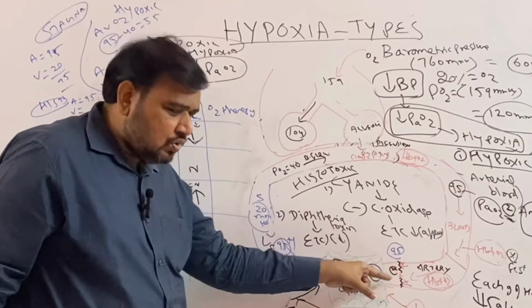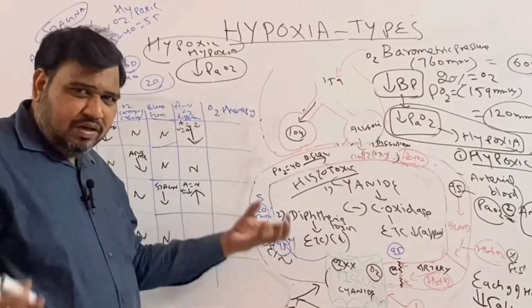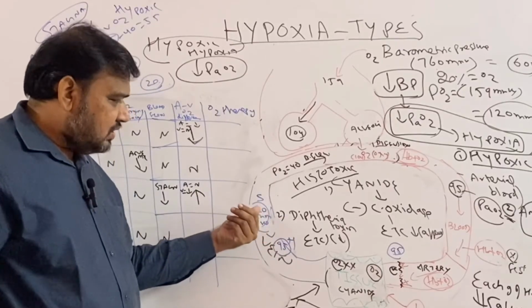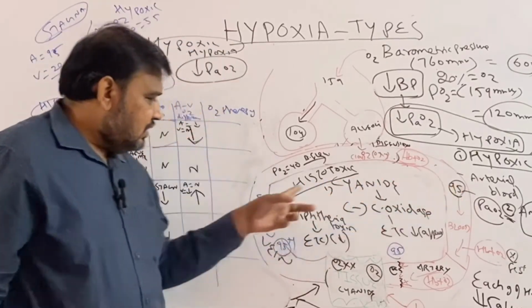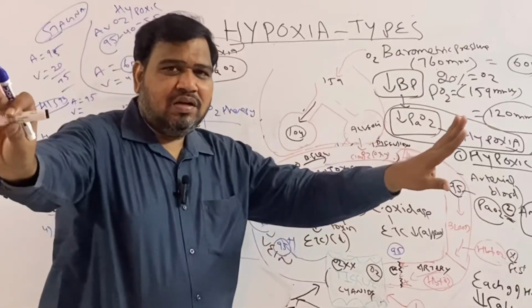Blood flow is less, so the oxygen coming out is going to be less. So dissolved oxygen is less, so the partial pressure of oxygen is decreased. So this difference is increased. This is stagnant hypoxia. Okay.